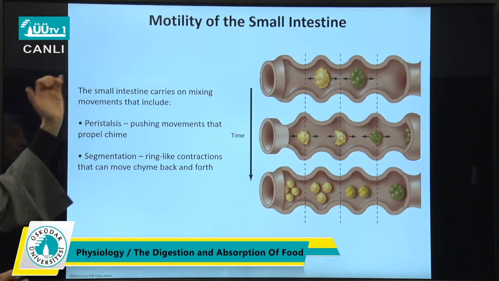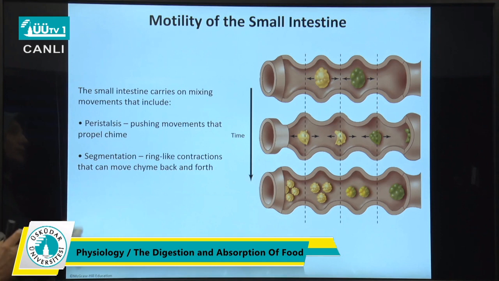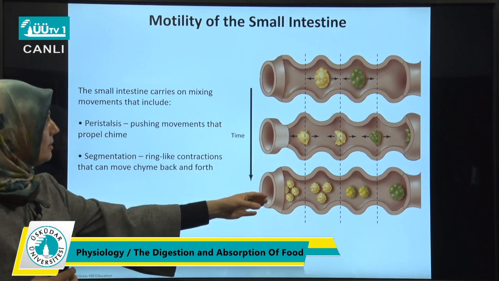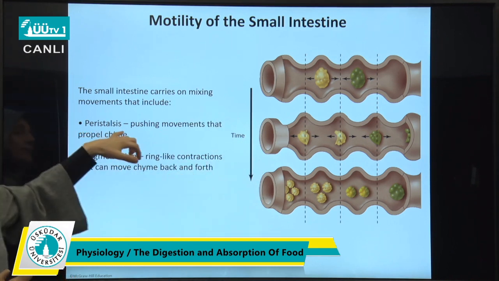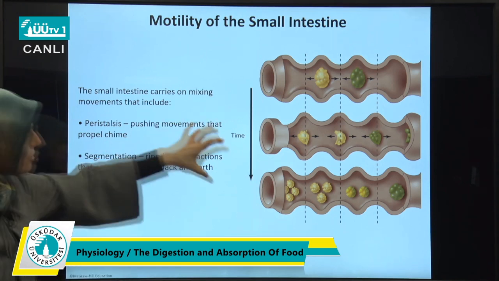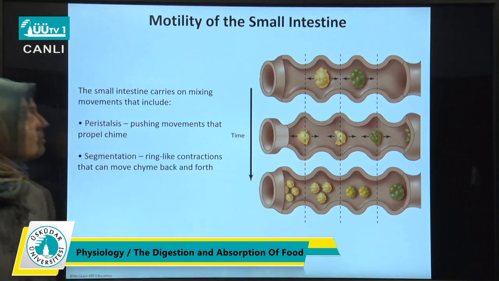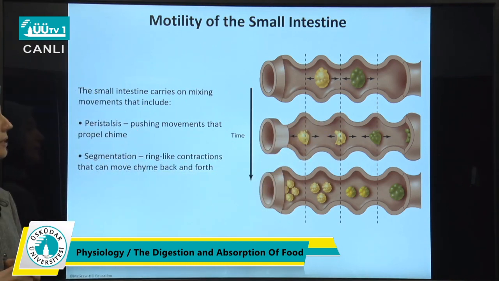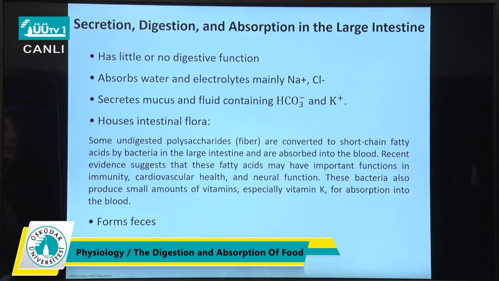And during the digestion, of course, the motility of the small intestine helps the digestion of the food. There are two types of motility in the small intestine. The peristalsis, which pushes the food forward, and the segmentation, the circular contractions of the smooth muscles of the small intestine, which cause both the mixing and also further pushing of food to the large intestine.